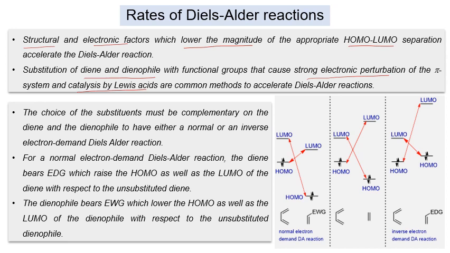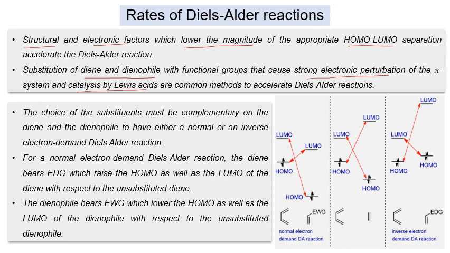The choice of the substituent must be complementary on the diene and dienophile. You cannot have both electron withdrawing groups or both electron donating groups. Either one of them has to be electron withdrawing and the other has to be electron donating. Preferably, the diene has to be electron rich and the dienophile must be electron poor.